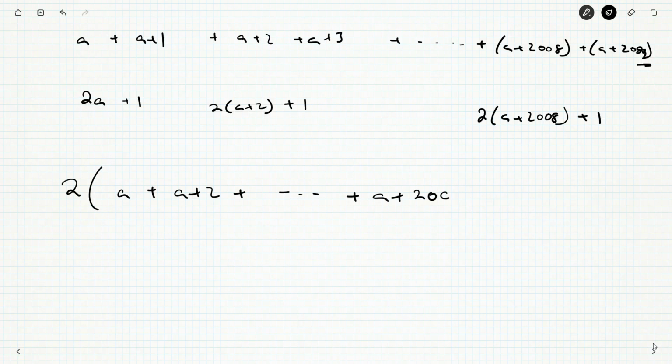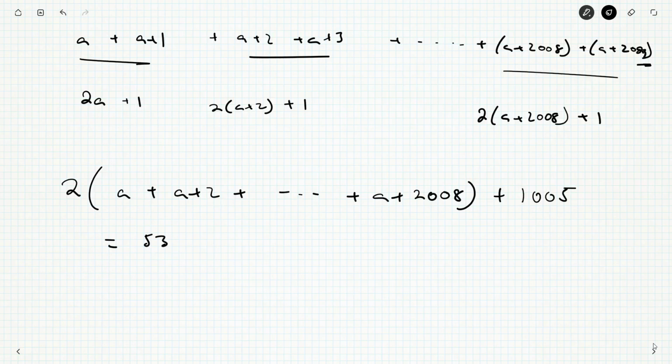So this is 2 times the terms I want to add up, plus a bunch of 1s. How many 1s? Well, I'm pairing each of my 2010 numbers. So it's going to be half as many, so 1005. So this should be 5307, and now if I just do 5307 minus 1005 and divide that by 2, oh, there we go, much cleaner. Much better way to do the question.